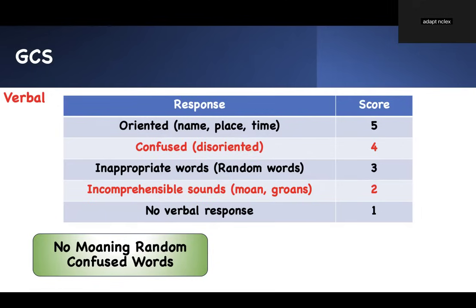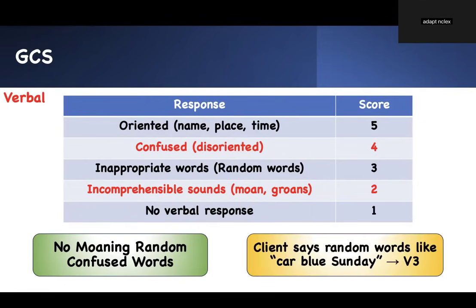Using this mnemonic, whenever they give you a question and you want to calculate the verbal, say no, moaning, random, confused, words. And this is the example. The client says random words, and then you tell yourself, no, moaning, random. Random is 3, V3, like car blue Sunday. Car blue Sunday is a random word set; they don't connect to each other. Then you know that this patient has a verbal of 3 in terms of GCS.